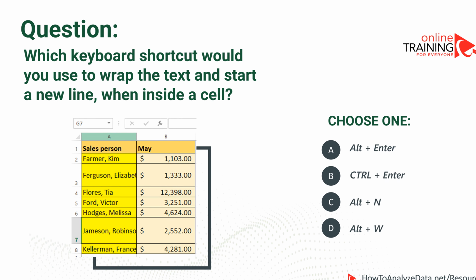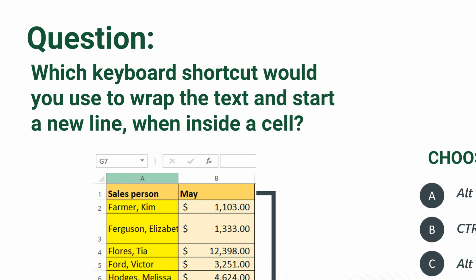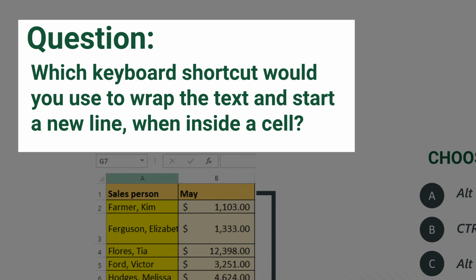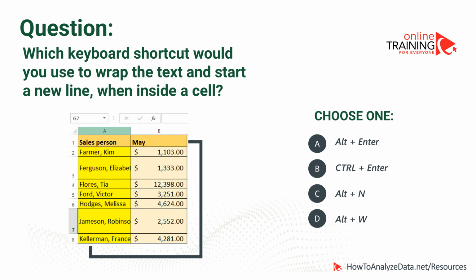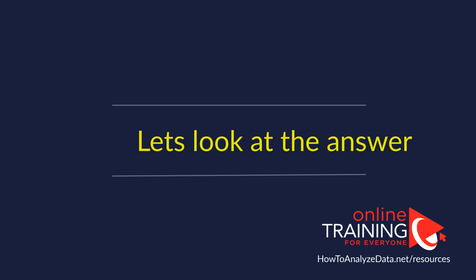Keyboard shortcut questions are very frequently presented as part of Excel assessment tests. Let's look at one of those questions. Which keyboard shortcut would you use to wrap the text and start a new line when inside the cell? There are four choices: Alt plus Enter, Control plus Enter, Alt plus N, and Alt plus W. Which one would you choose?